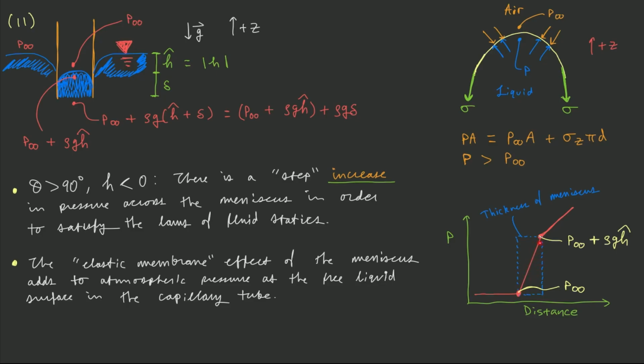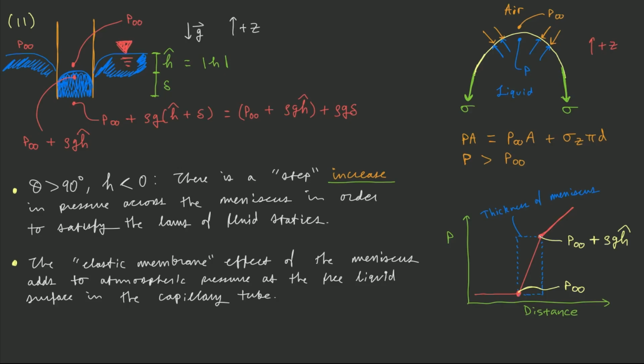maybe it's nonlinear of some kind, maybe it's a quadratic, maybe it's logarithmic, etc. But there's some kind of, quote-unquote, step increase in pressure across the thickness of this meniscus. And then once we get across the meniscus, where the pressure is P infinity plus rho g h, standard hydrostatics applies. And that's why we see this linear increase after the thickness of the meniscus.